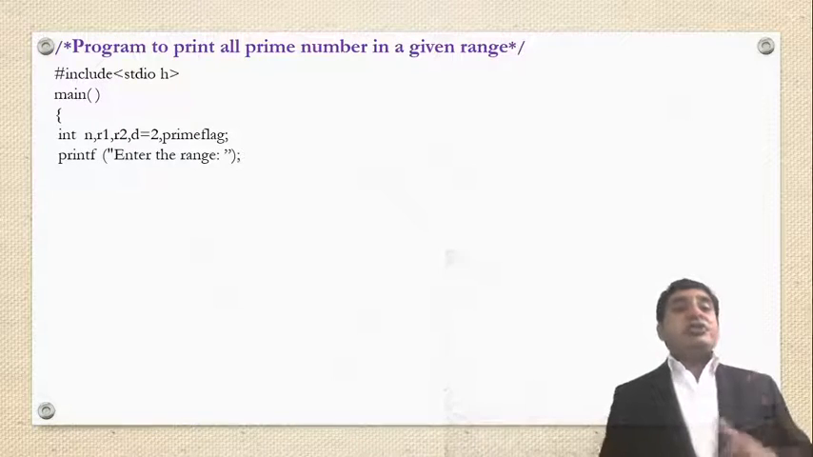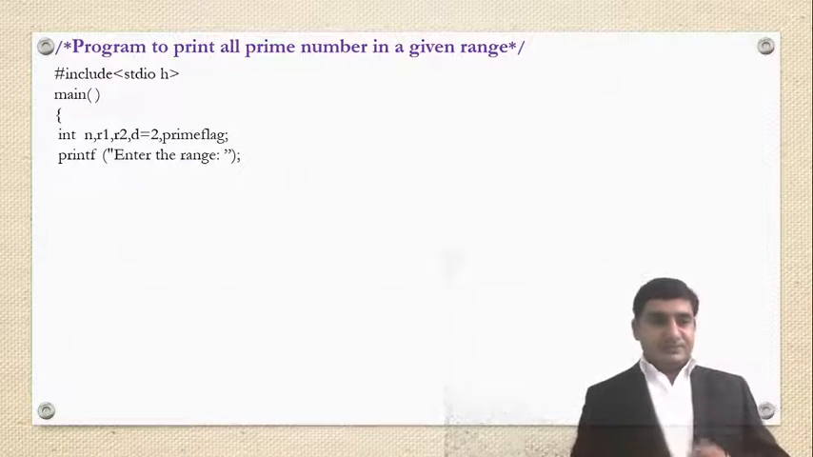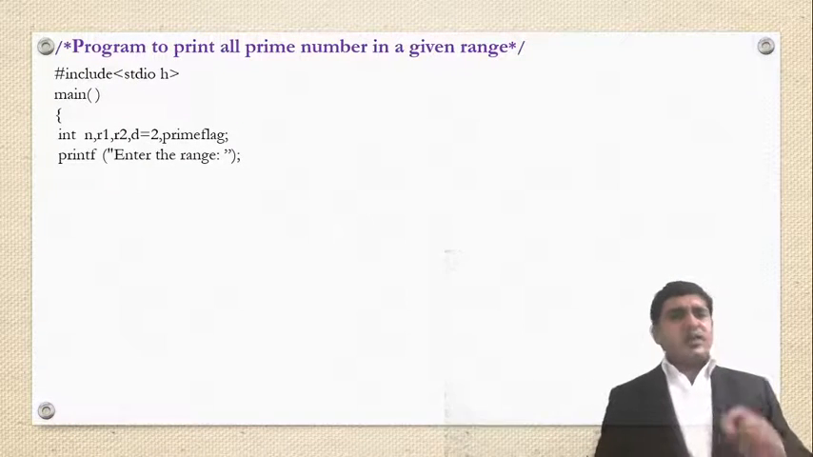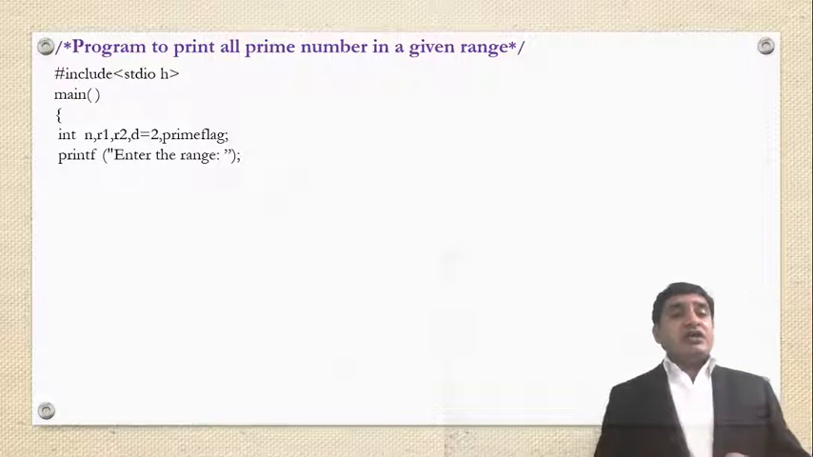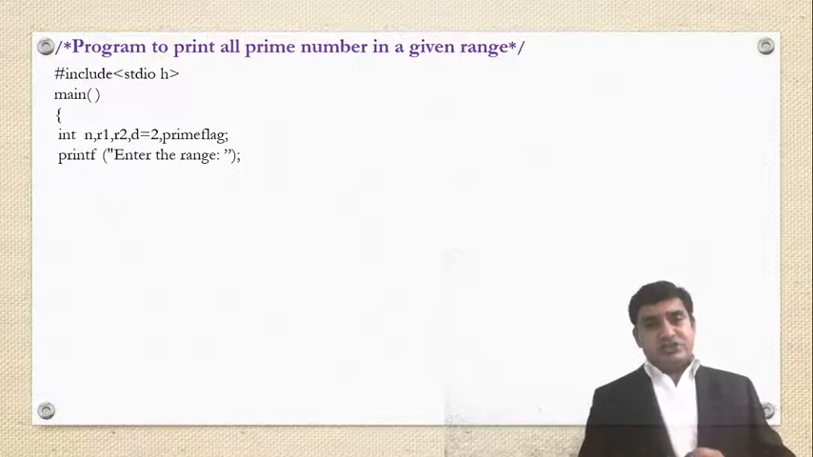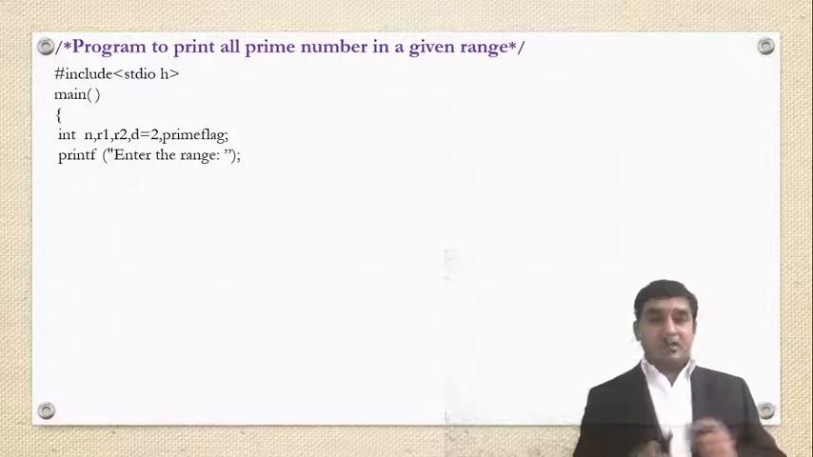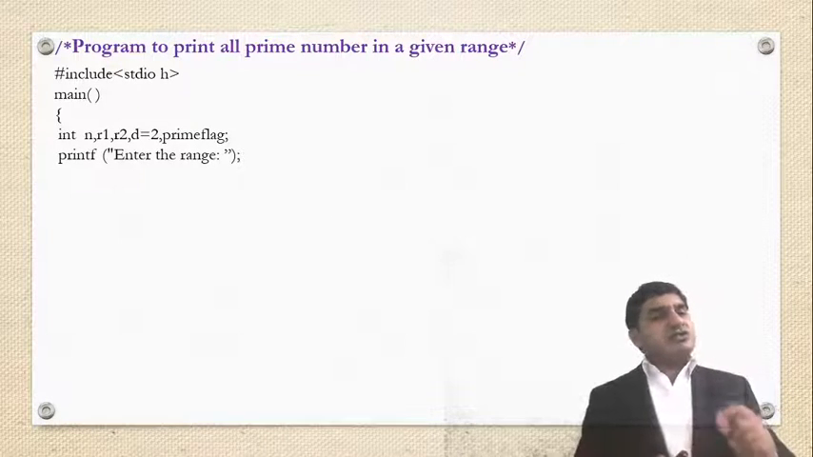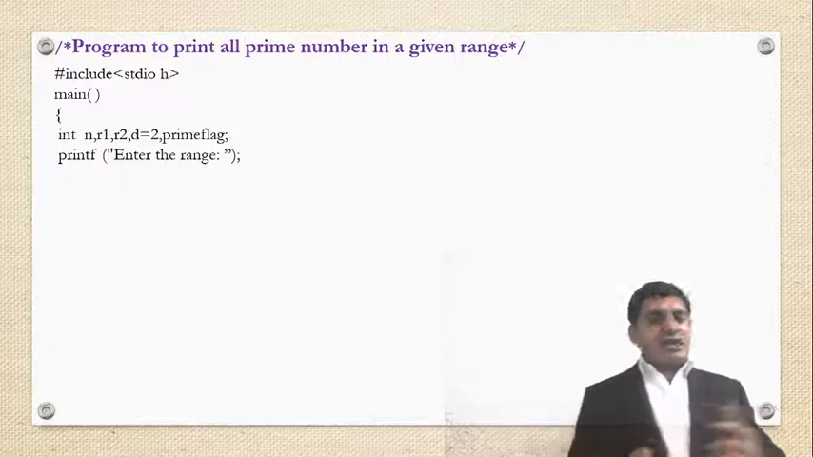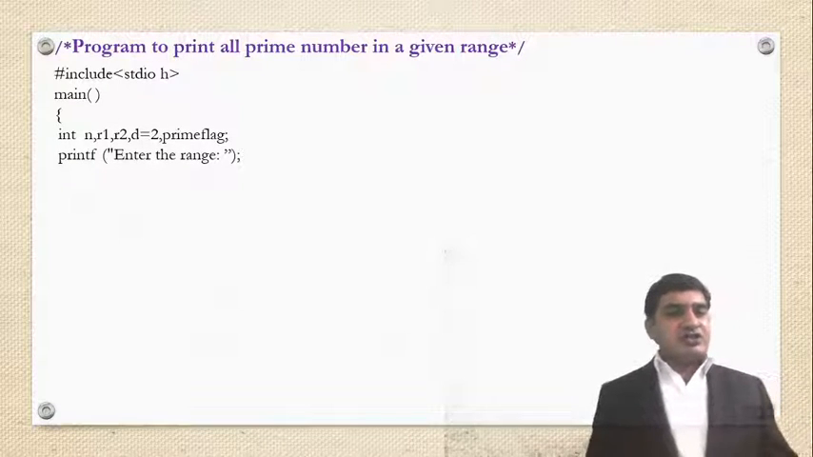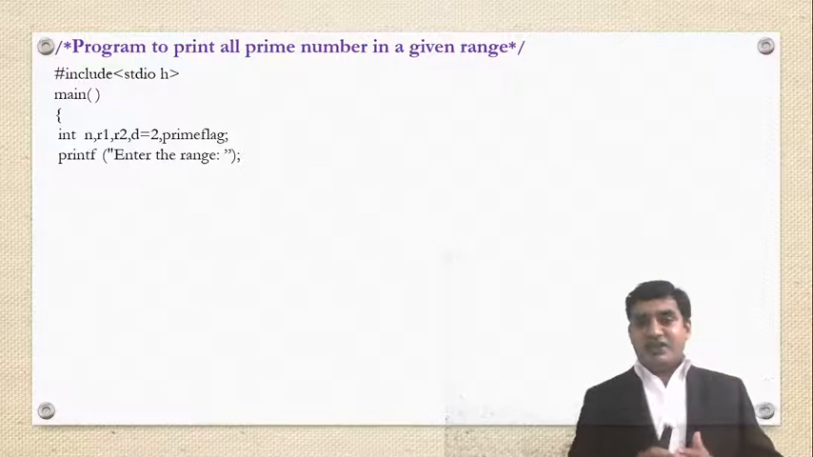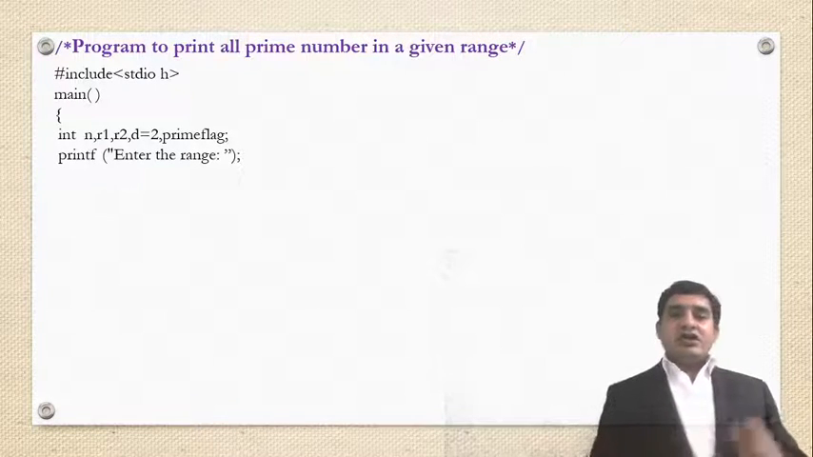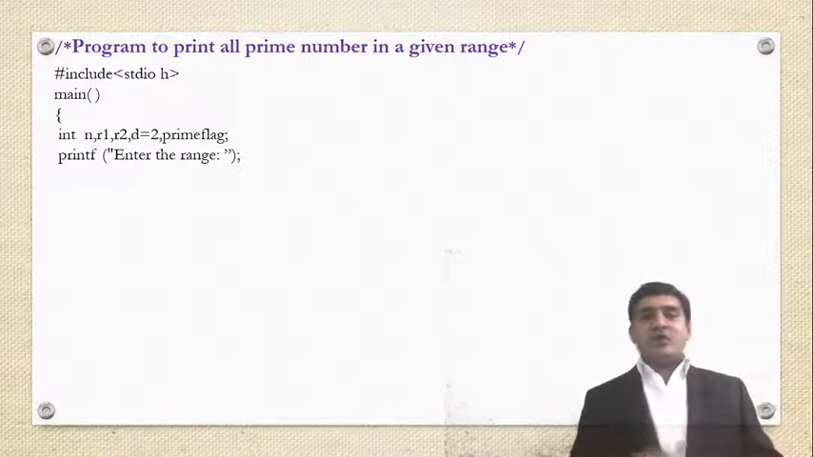Now we have to enter the range. For that we use the output function printf. So the message "enter the range" is displayed on the screen. Again, printf is an output function which is used to display a particular message on the screen, and it is terminated with a semicolon.